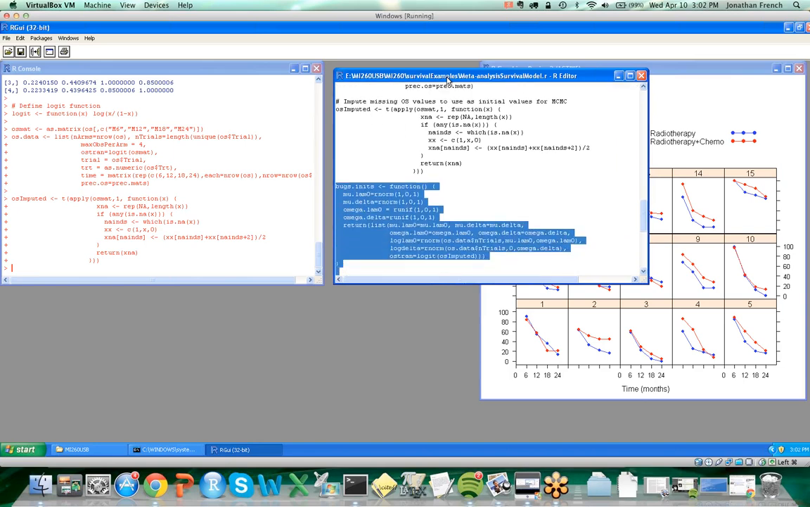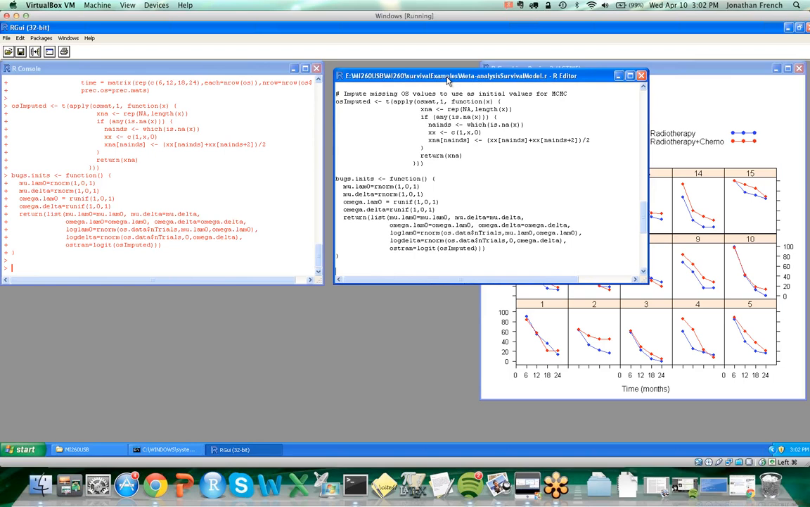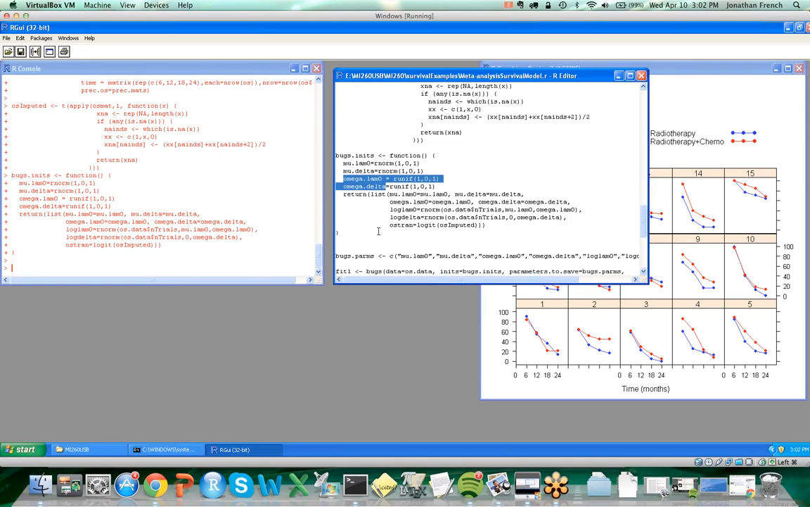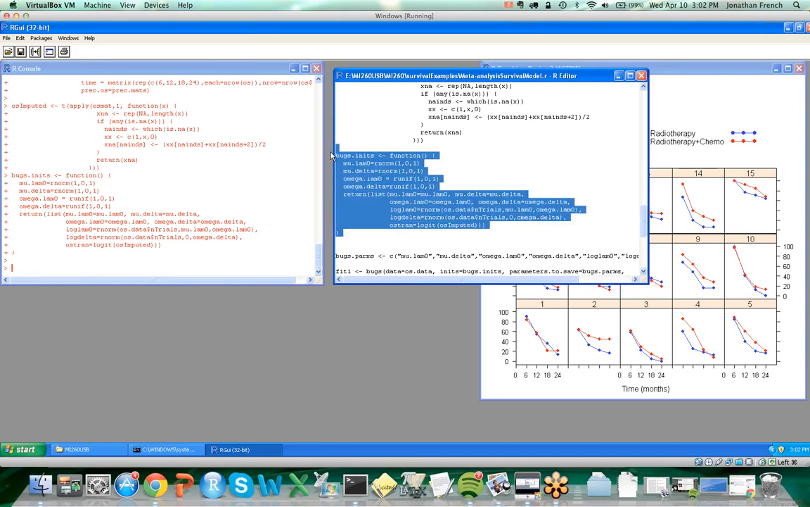And here's just a function then that will give us some initial values for the parameters that are of interest in the model here: overall mean of the lambdas or overall mean of the deltas, the between study standard deviations of lambdas and deltas. And then I'm also passing in here the imputed values for the survival times for the study that has the missing observations.